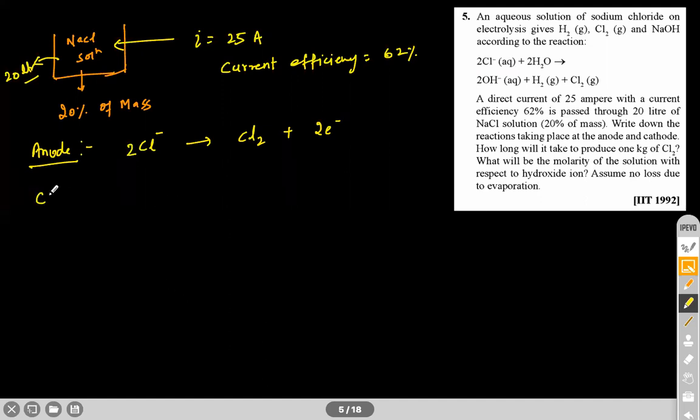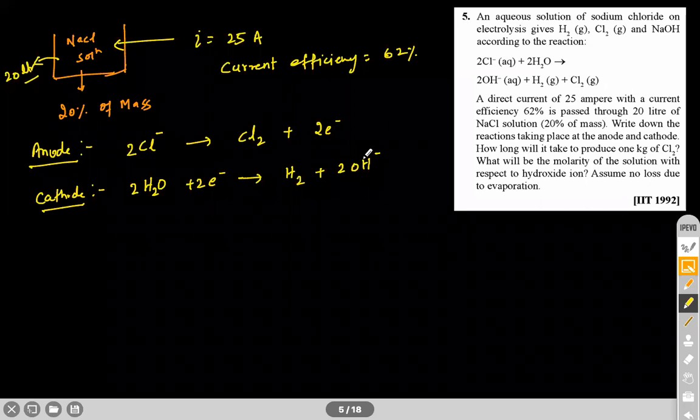At cathode, what happens? The water molecule gets reduced: 2H2O plus 2 electrons gives H2 gas evolving, and hydroxide ion OH- goes out. So these two are the reactions at cathode and anode. Okay, so the first thing is done.